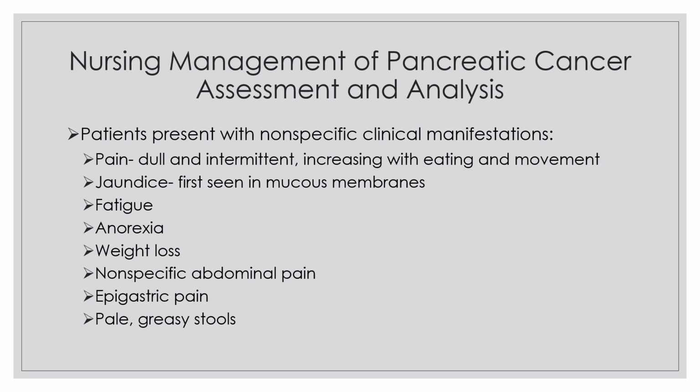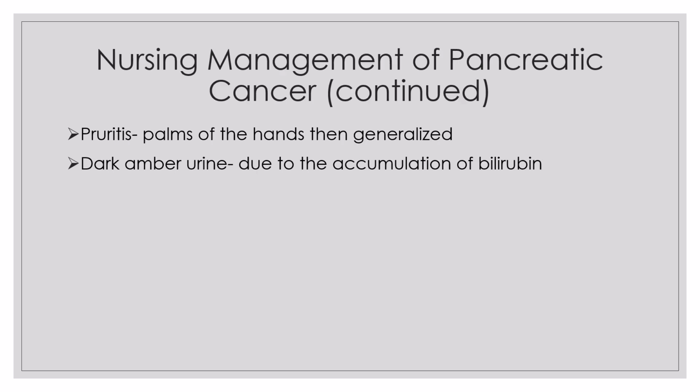So, nursing management of pancreatic cancer. We are going to assess. Patients will present with non-specific clinical manifestations. Pain will be dull and intermittent, increasing with eating and movement. Jaundice, this will be first seen in mucous membranes. Fatigue, anorexia, weight loss, non-specific abdominal pain, epigastric pain, pale, greasy stools. Pruritus, first on the palms of the hands, and then it will be generalized, and dark amber urine, and this is due to the accumulation of bilirubin.